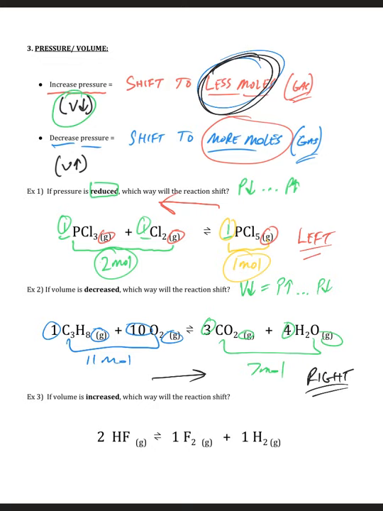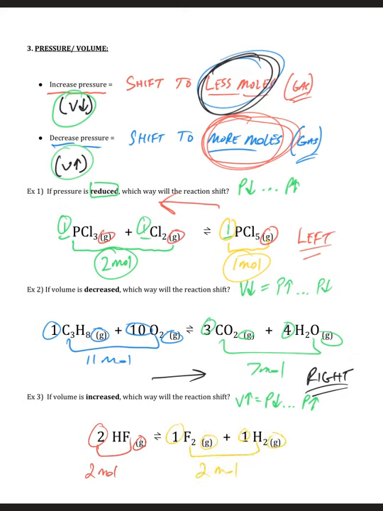Okay. Last, if volume is increased, which way will the reaction shift? Well, volume goes up. That is essentially saying that the pressure goes down. And if pressure goes down, the reaction is going to try to find a way to increase that pressure. So we're going to be shifting to the side with more moles of gas. So let's count the total moles on each side in this reaction. There's a total of 2 moles of gas on the reactant side, and then a total of 1 plus 1, 2 moles of gas on the product side.